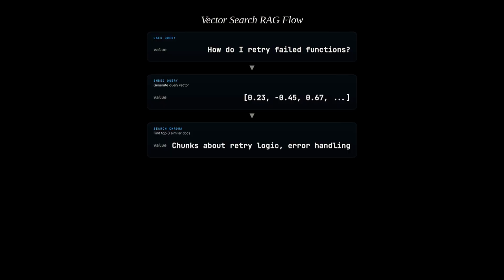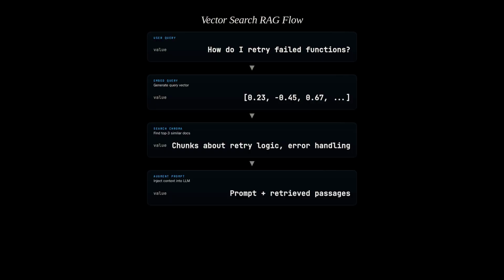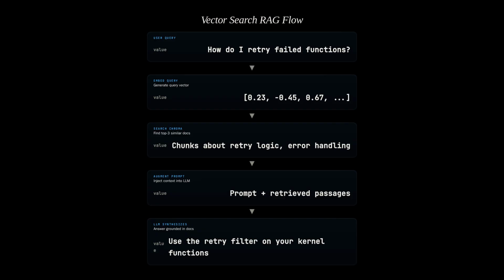Vector search powers retrieval augmented generation. You chunk your documentation, generate embeddings, and upsert them into a vector store like Chroma. When a developer asks, "How do I retry failed functions?" the agent embeds the query, searches Chroma for the top 3 most similar document chunks, injects those chunks into the prompt, and asks the LLM to answer based on the retrieved information. The LLM generates an answer grounded in the actual docs. If the docs update, you just re-embed, no code changes needed.